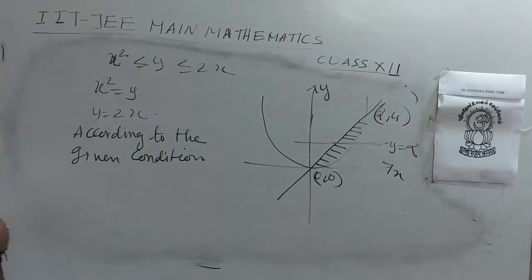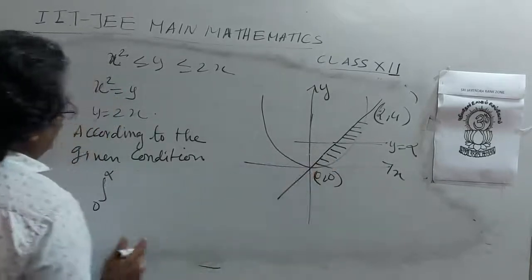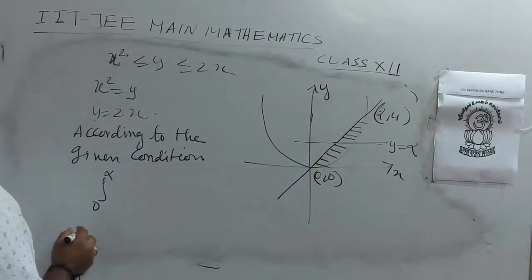According to the given condition, from 0 to alpha, upper curve minus lower curve, upper curve is the straight line.